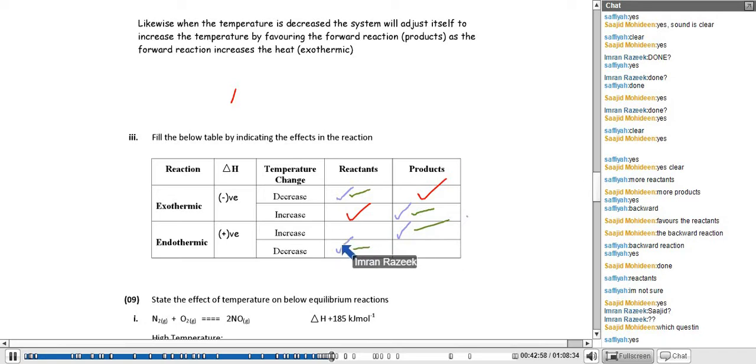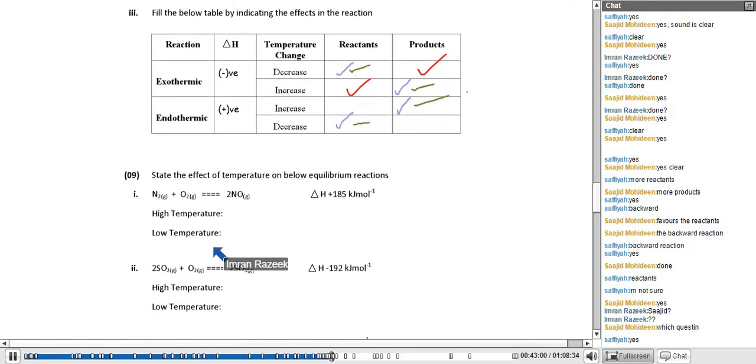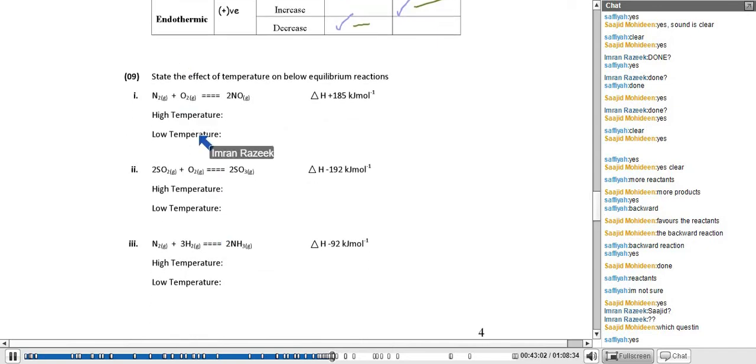Endo. Okay. Try the next question, question 9. What we should write is high temperature, right, will favor what? If will favor reactants, write reactants, or will favor products, write will favor products. Okay, start.